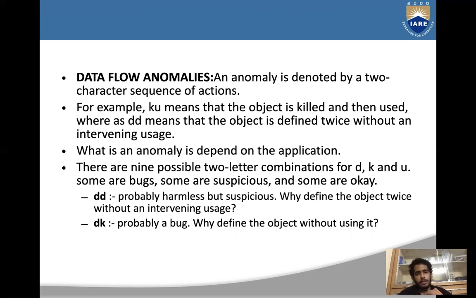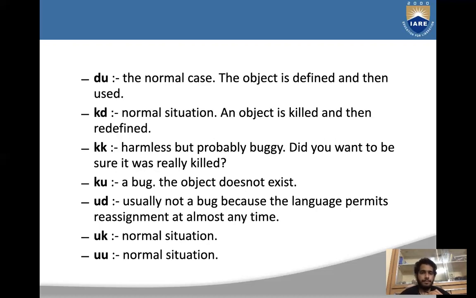Now, what is an anomaly depends on the application. There are 9 possible two-letter combinations for D, K, and U. Some are bugs, some are suspicious, and some are okay. DD, probably harmless but suspicious. Why define the object twice without an intervening usage? DK, probably a bug. Why define the object without using it?